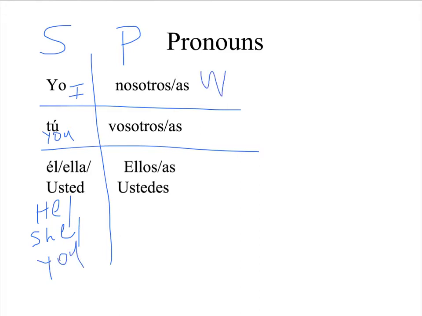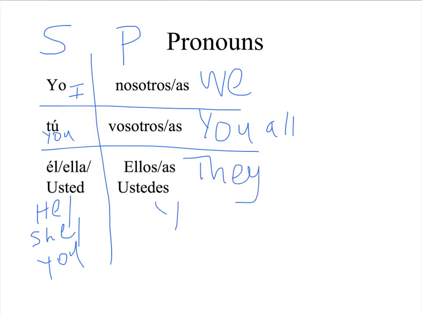We have we on the other side for our nosotros or nosotras. Vosotros is you all, or y'all, like they say down south, kind of an informal you when you're talking to a group of people. We also have ellos, ellas, which means they, and ustedes, which is another way to say you guys. Ustedes can be formal, or it can be considered a little bit more informal, depending on what country you're in. In Spain, they would use the vosotros. In Mexico, the vosotros doesn't exist, and so they would use ustedes.